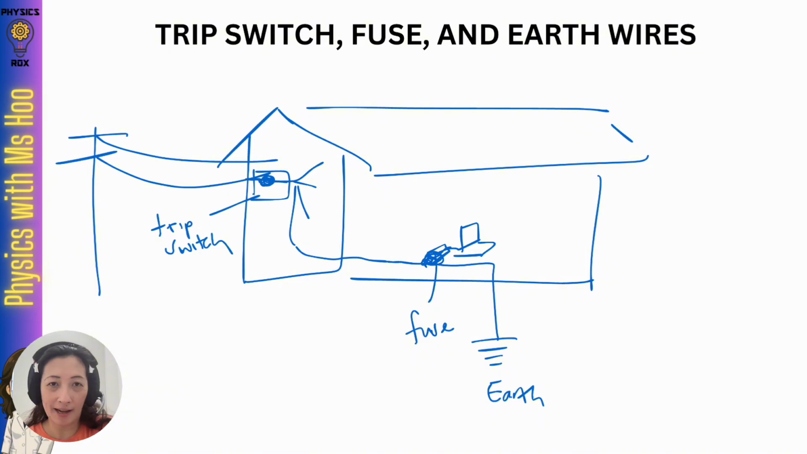So that means on this slide, you can see that there are 3 levels of protection. The trip switch or circuit breaker provides the first level of protection, which blocks any overcurrent into the house or building in the first place. Now let's say the high current is able to bypass the trip switch.